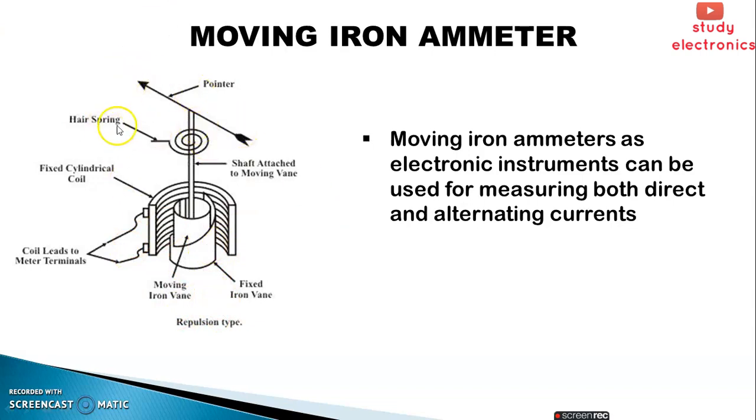This is a pointer and a hairspring and a shaft for the rotation, and a cylindrical coil here, and a coil leads to meter terminals. These two are the terminals, and the moving iron vane and a fixed iron vane. This iron is here.